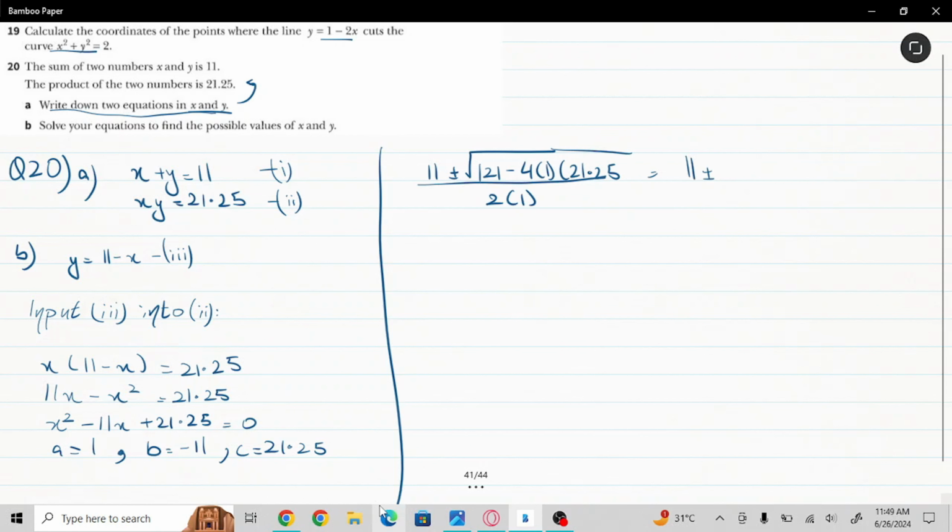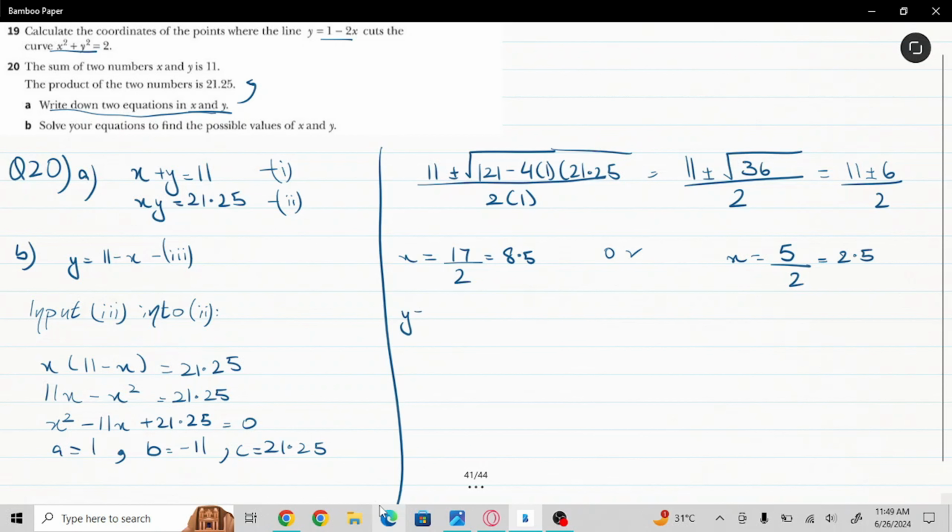Simplify this: 11 plus minus the root of 121 minus 4 multiplied by 21.25, which is 85. 121 minus 85 is equal to 36. So 11 plus minus the root of 36, divided by 2, and further simplifying, 11 plus minus 6 divided by 2. So x is equal to 11 plus 6, meaning 17 upon 2, or x is equal to 11 minus 6, meaning 5 upon 2. So 17 upon 2 is 8.5 and 5 upon 2 is 2.5.